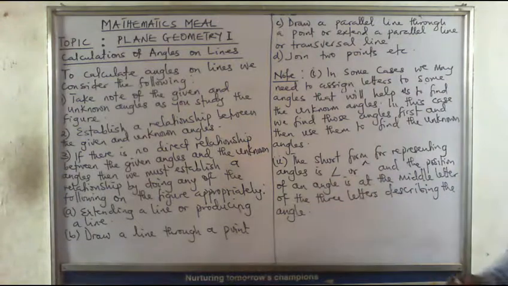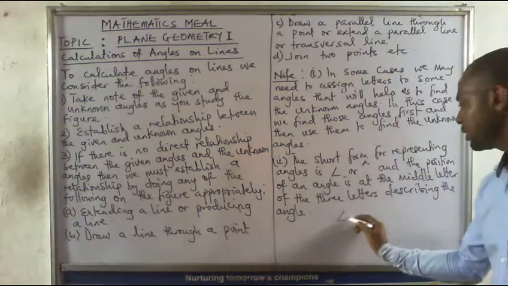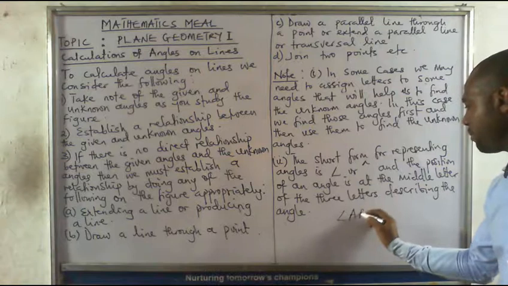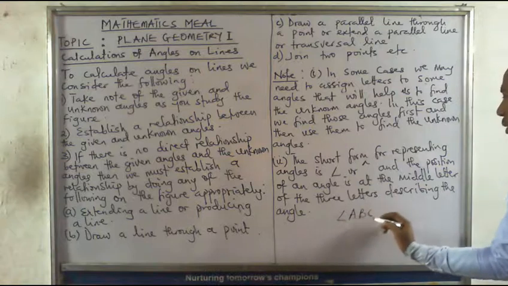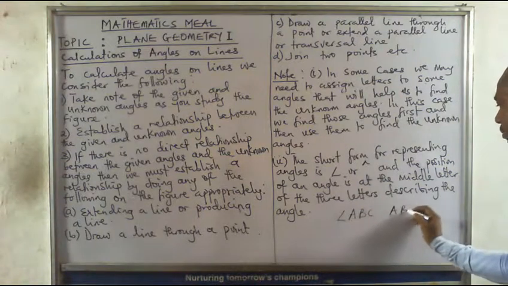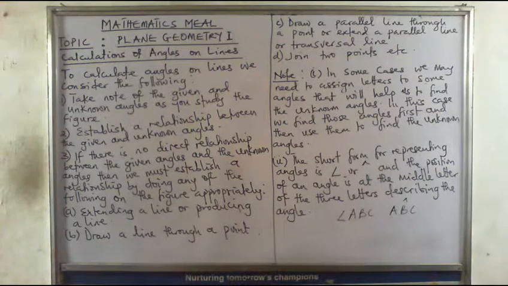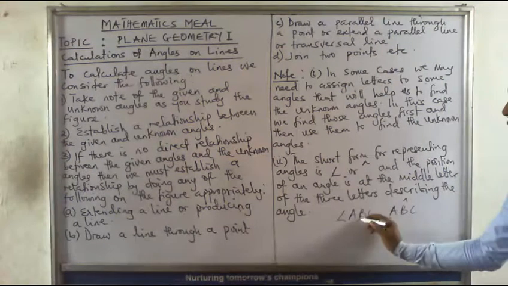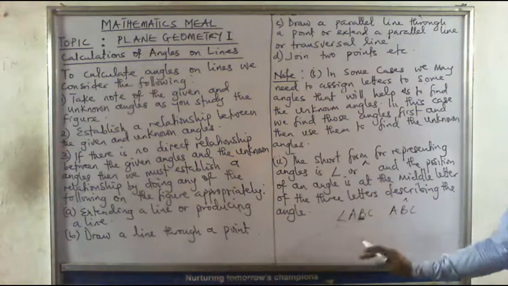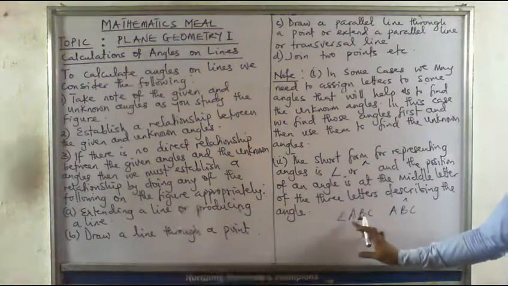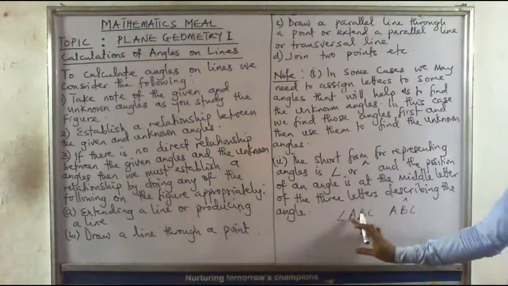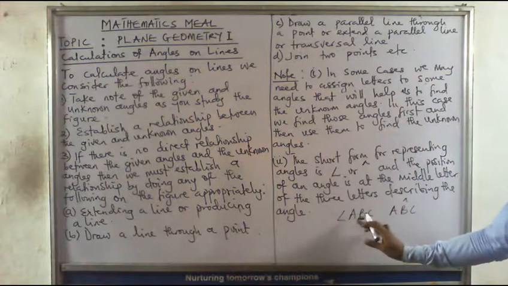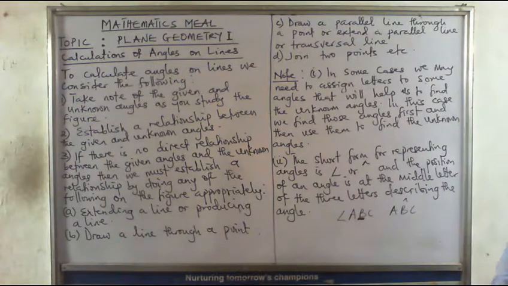And this is the short form of angle. So when we see something like this, this means angle ABC. Or I can write this as angle ABC. Now, angle ABC, the location of the angle is at B, because B is the middle letter here. So this is angle ABC, which means angle ABC formed by line AB and line BC. So the angle is located at B.